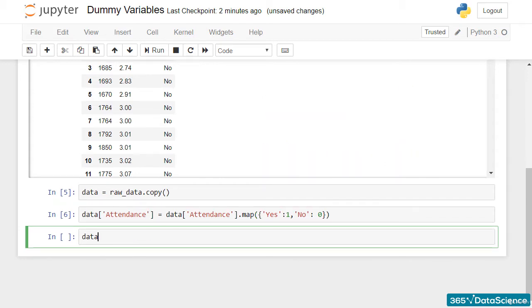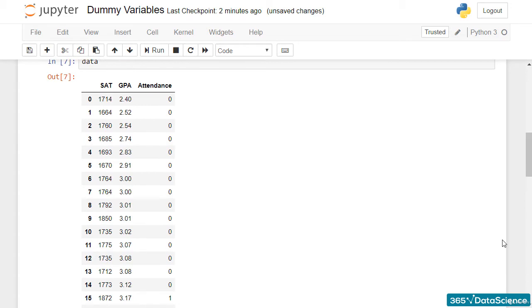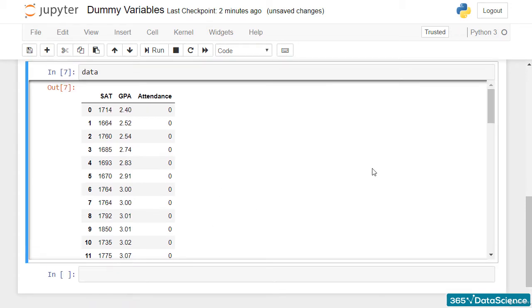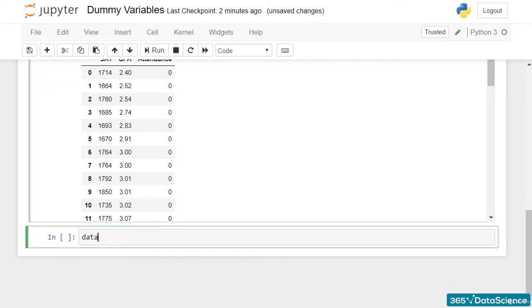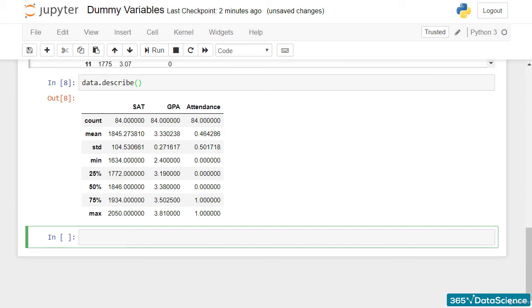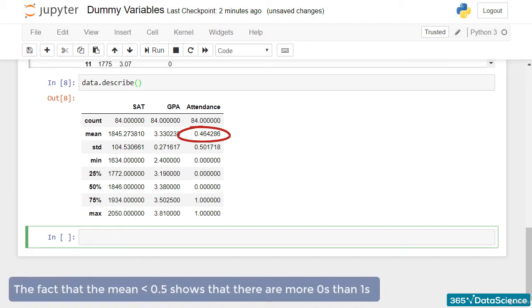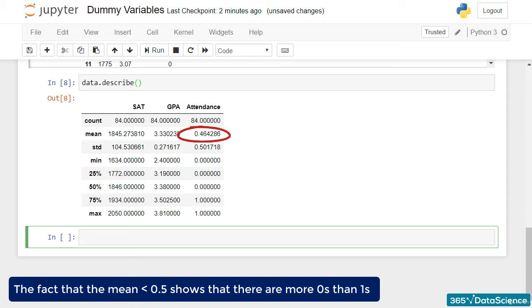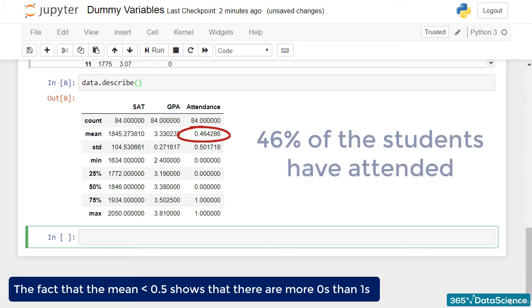After executing, we see that we have successfully created a dummy variable. The categorical data in the series was replaced or mapped to numerical. Great work! Let's take a look at the descriptive statistics of the variables. Notice that the mean of attended more than 75% is 0.46. The fact that the mean is less than 0.5 gives us the information that there are more zeros than ones.